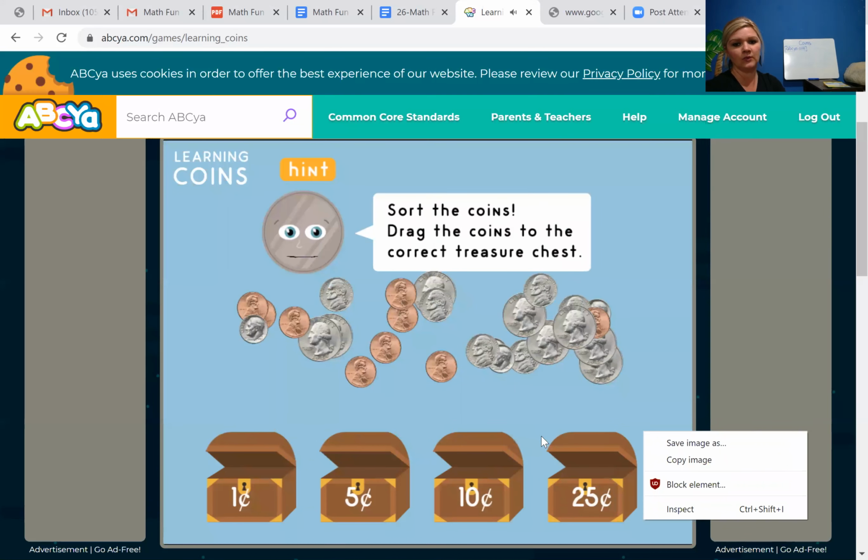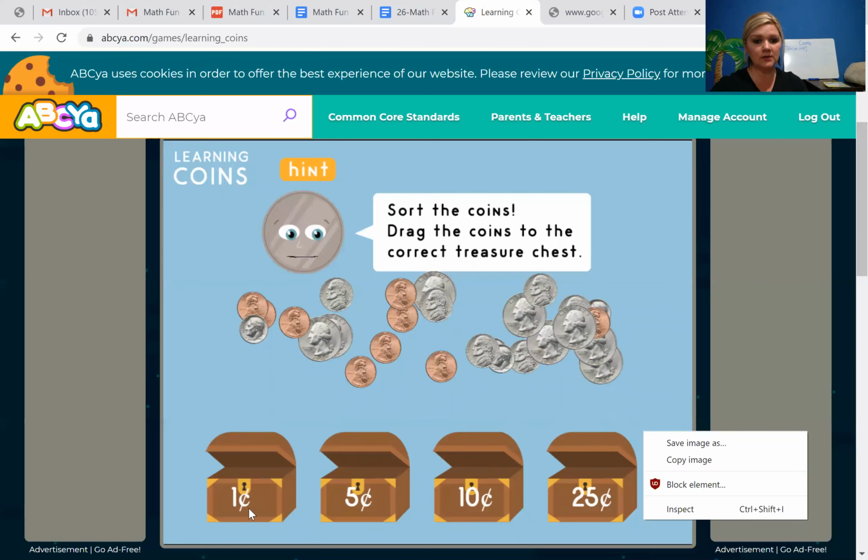Sort the coins. Drag the coins to the correct treasure chest. All right. I'm not going to go into too much detail, but I am going to do one sort with you. I really, really encourage you to go to this website, abcya.com, and practice this skill. This would be very helpful for you.